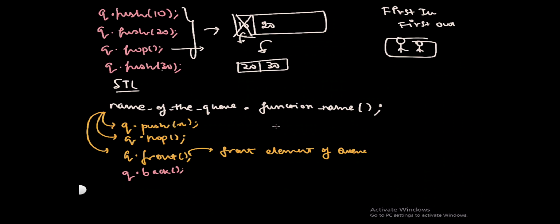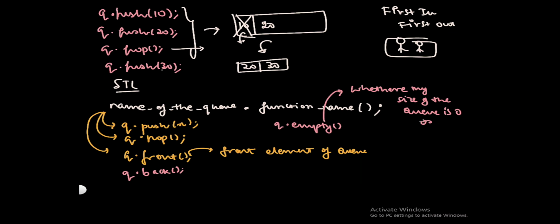We also have a function which is known as q dot empty. Now what does q dot empty do? Q dot empty simply tells us whether the size of the queue is 0 or not. This is the property of the empty function. Then we have q dot size. Q dot size obviously tells the size of the data structure, which is known as q over here. Just remember a thing: push means NQ, pop means DQ.